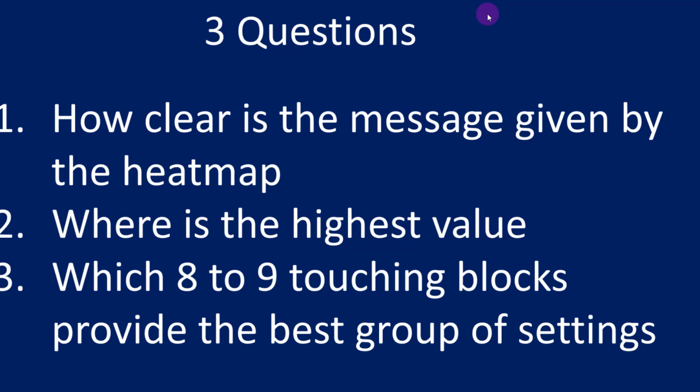Okay, so there's really 3 questions that you need to answer when you look at these heat maps. How clear is the message given by the heat map? And I'm going to discuss that. Where is the highest value? And I've already shown you how to find that. It's the darkest color. And which 8 to 9 touching blocks provide the best group of settings? Because when you're doing optimization and data, you just want to get a feel of which settings in general are the better settings, not the precise one, just the general message that is being given. So let's go and have a closer look at these particular heat maps.